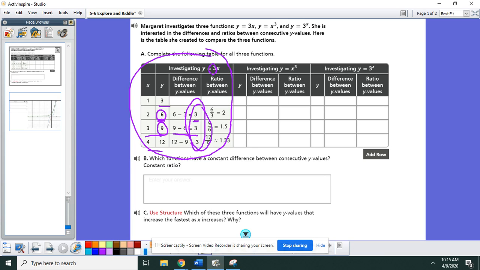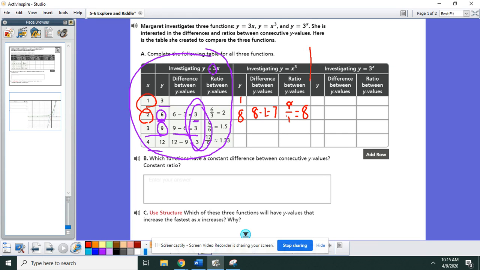When you go to build the rest of this table, you have to plug in values. So our x values come from over here, and so the first one, 1. 1 raised to the third power is 1. 2 raised to the third power, that would be 2 times 2 times 2, so that would be 8. Difference between y values would be 8 minus 1, so the difference would be 7. The ratio would be 8 divided by 1, which is 8. And you will continue to fill out the table in that manner.